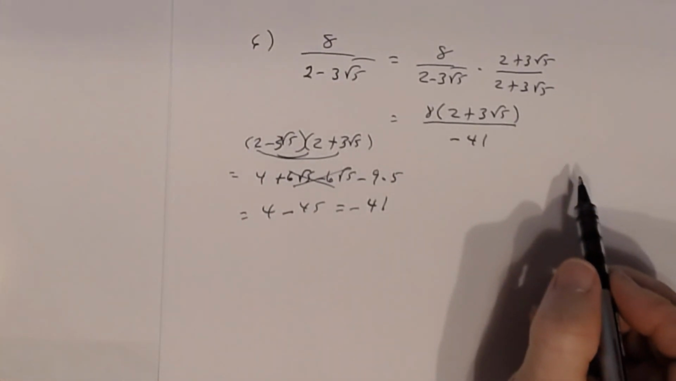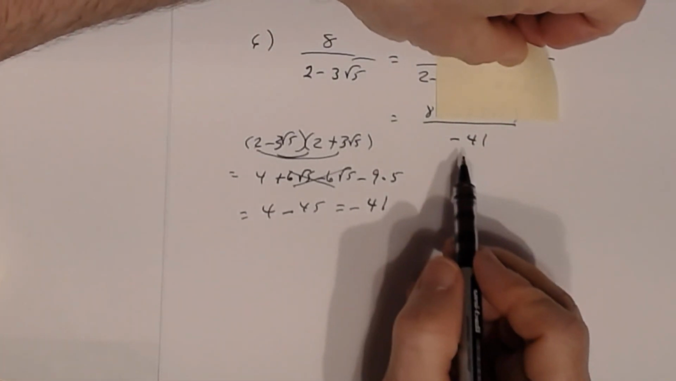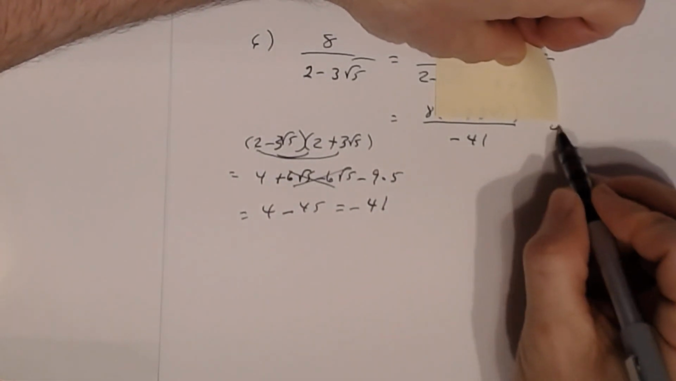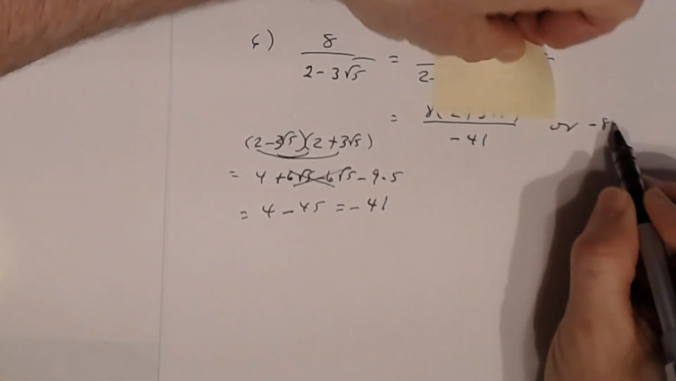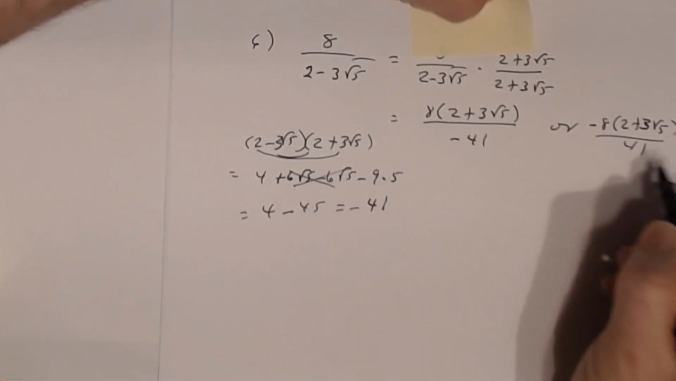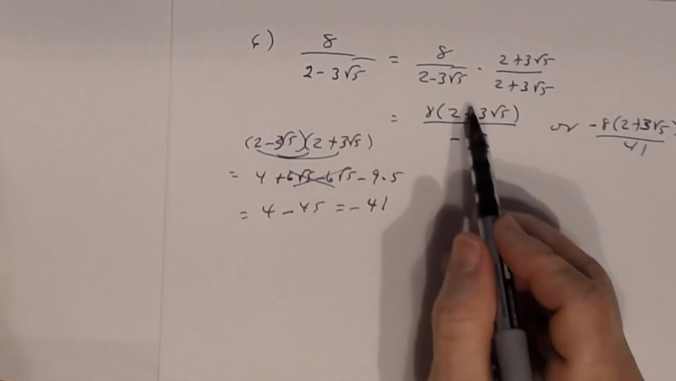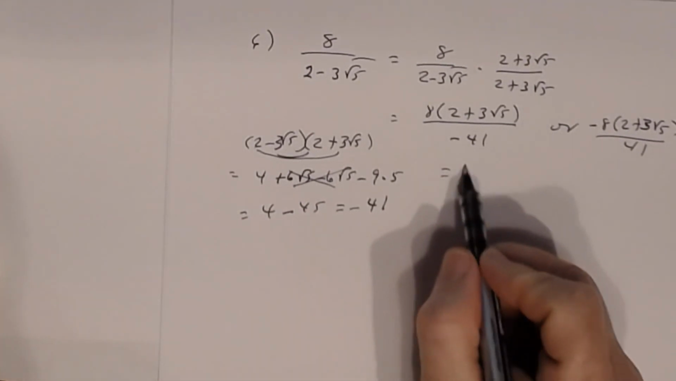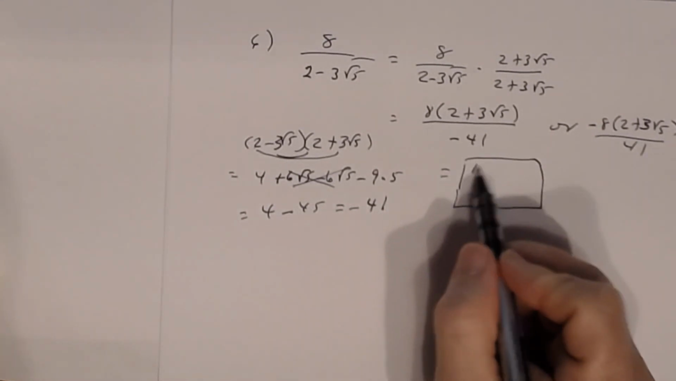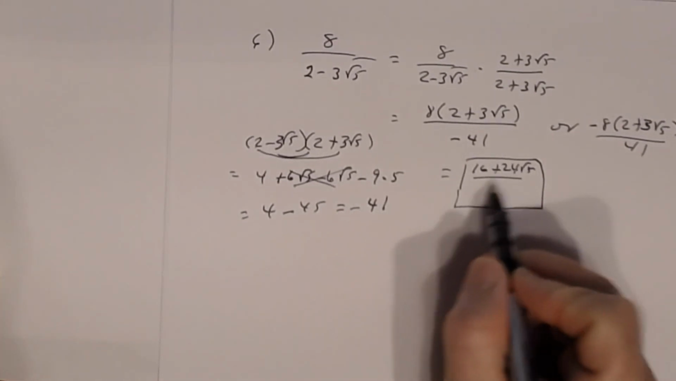Now, if you cover this part up and then ask yourself, can I simplify this? You cannot. Now, if you want to put the negative out in the numerator, you can. So in other words, you can say negative 8 times 2 plus 3 square root of 5 divided by 41. Just notice those are the same thing. But in the end, you want to go ahead and distribute this. So your answer is going to be 16, 8 times 3 is 24, square root of 5 divided by negative 41.